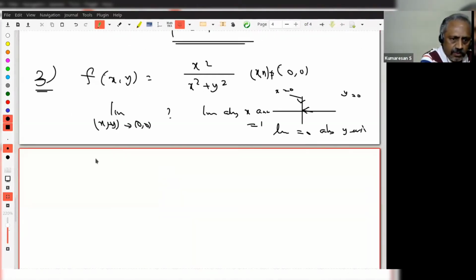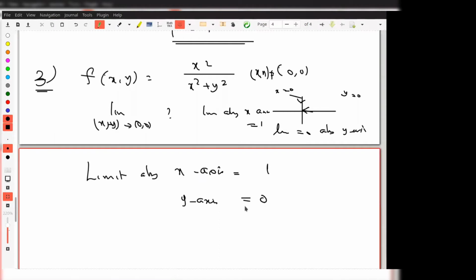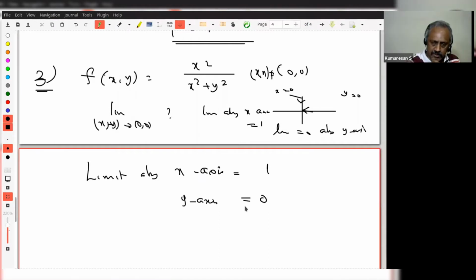Okay. So the limit along the x-axis is 1, along the y-axis is 0. So you will usually say, immediately the teacher will conclude, therefore the limit does not exist. Okay, but you can't prove it like that. Even though textbooks say that, and many teachers also say that, the limit should be independent of the path, etc. This is not correct.